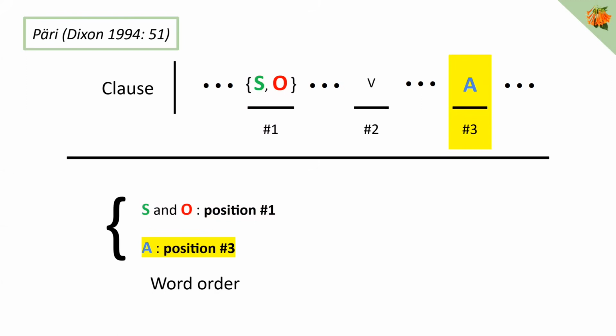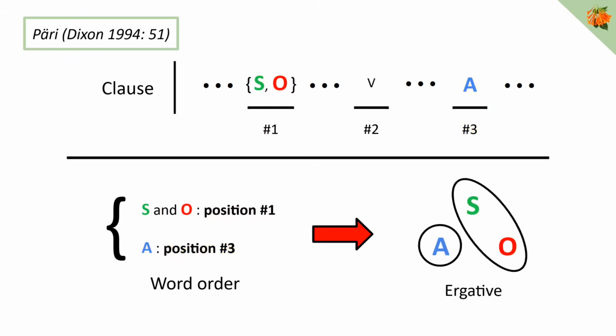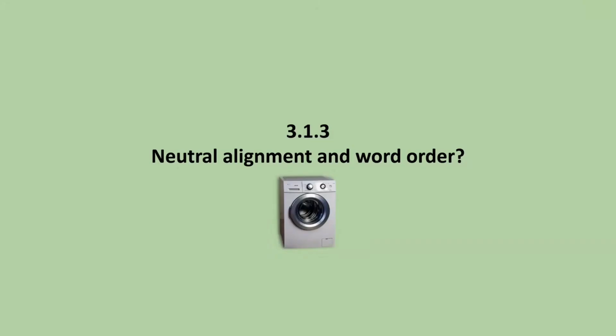Thus, unlike in English, where it is S and A arguments that occupy the same clausal position, and O arguments that occupy a different one, here in Päri, S and O arguments occupy the same position, while A arguments occupy a different one. Accordingly, Päri exhibits ergative alignment with respect to word order. So far, we've seen examples of how a language can exhibit accusative and ergative alignment with respect to its word order.